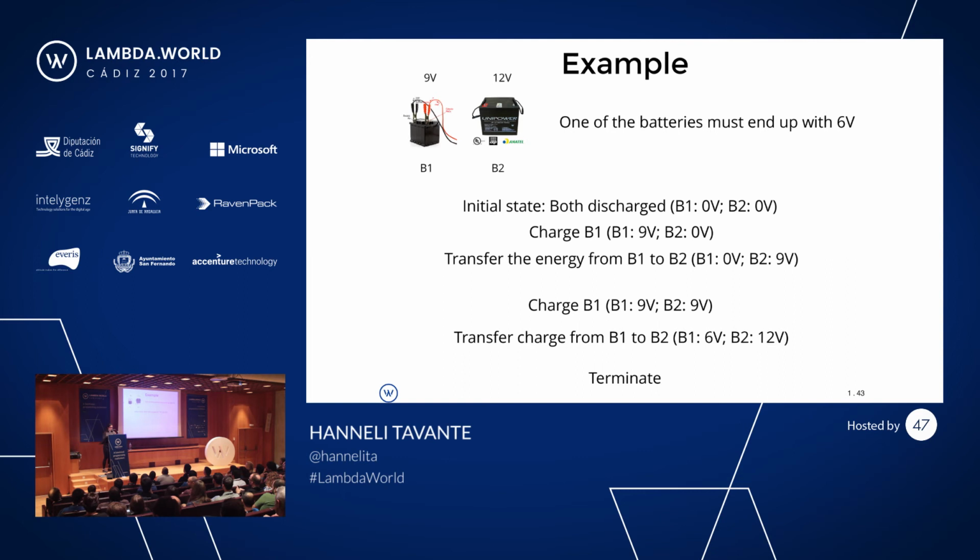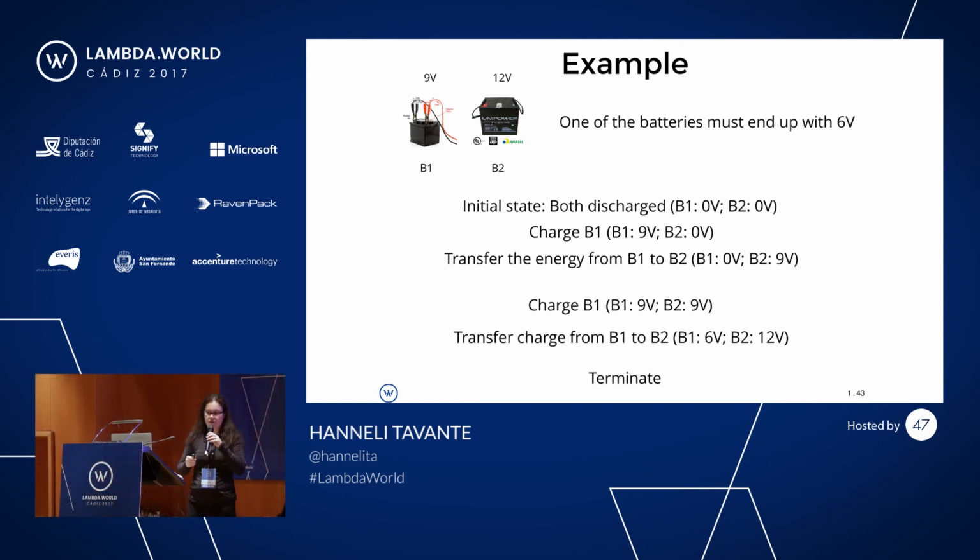You have the initial state where both of them are discharged. So battery 1 is 0 volts, battery 2 is 0 volts, okay? And then remember your goal. One of them must end up with 6 volts. You don't have anything to measure the voltage. All you know is when a battery is fully charged and when it's fully discharged, okay? So you charge battery 1, what happens with the states? Battery 1 gets fully charged, which means it's going to get 9 volts, and battery 2, nothing happens to it, right?